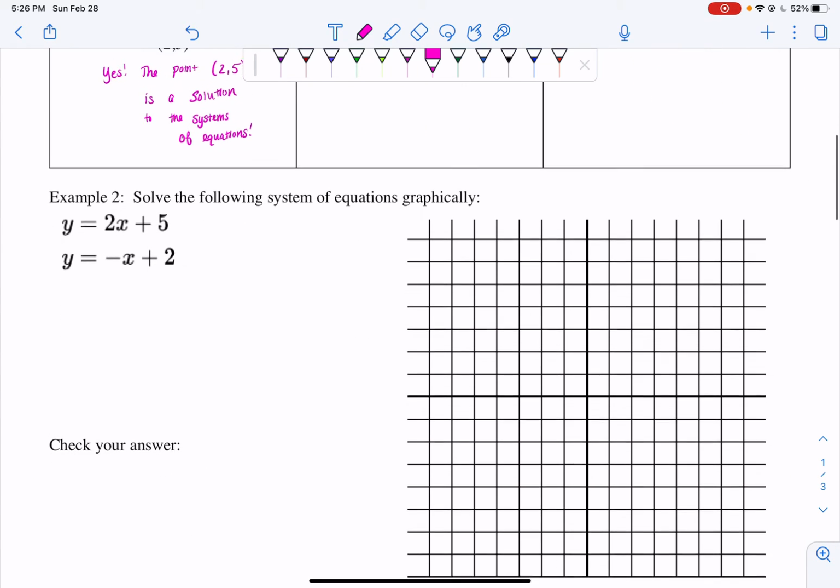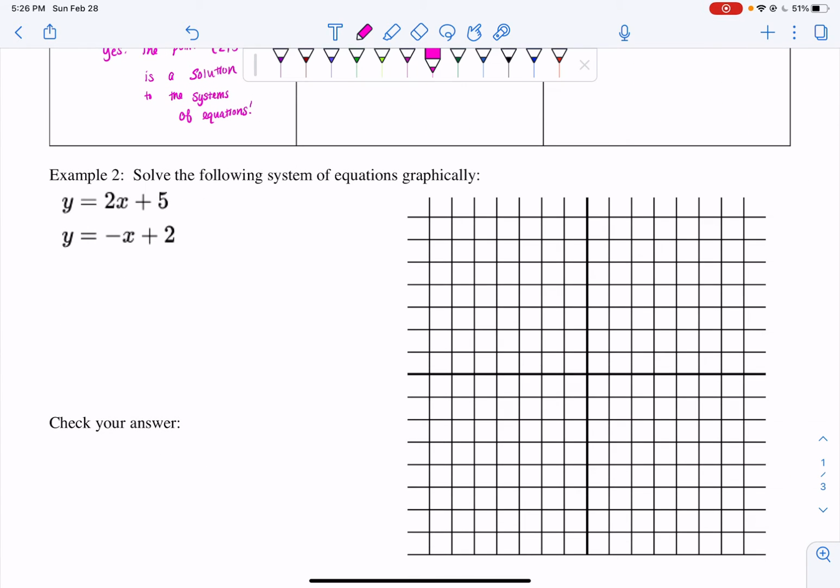Perfect. Now, let's go on to solving systems graphically. So here's the procedure for solving a system graphically. Identify your slope, identify your y-intercept, and then graph it. Since we're going to be doing these on Delta Math, make sure you write down the equations on a separate sheet of paper and write down the slope and y-intercept. That way you can plot it correctly on Delta.